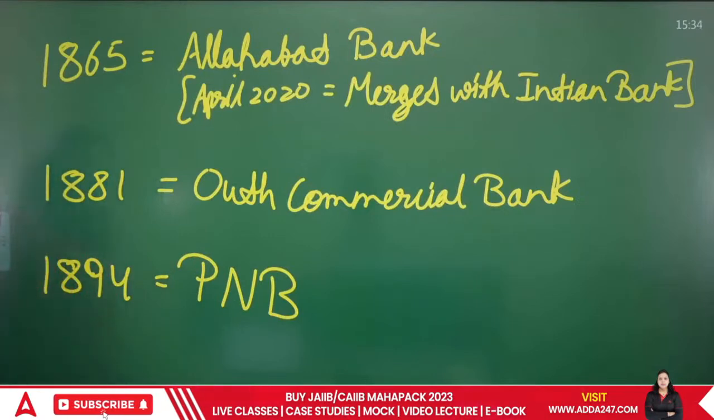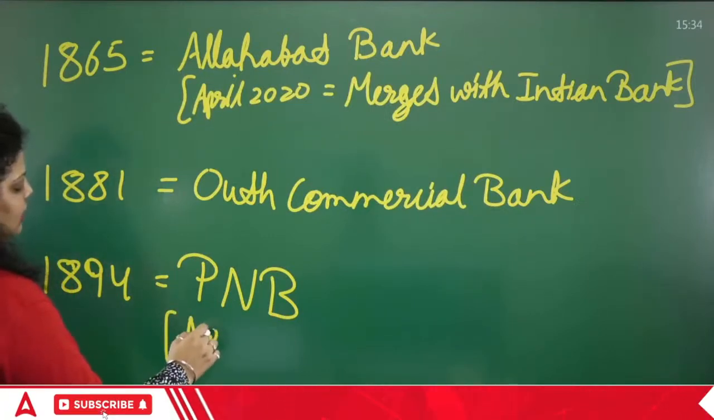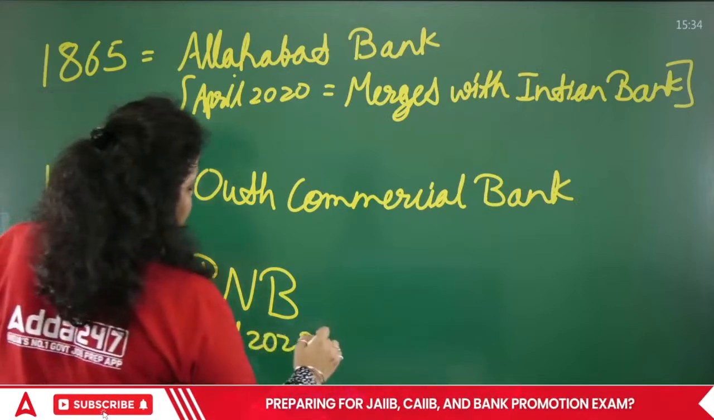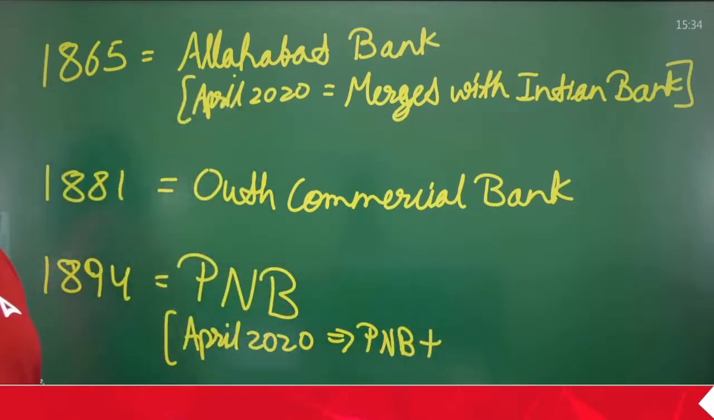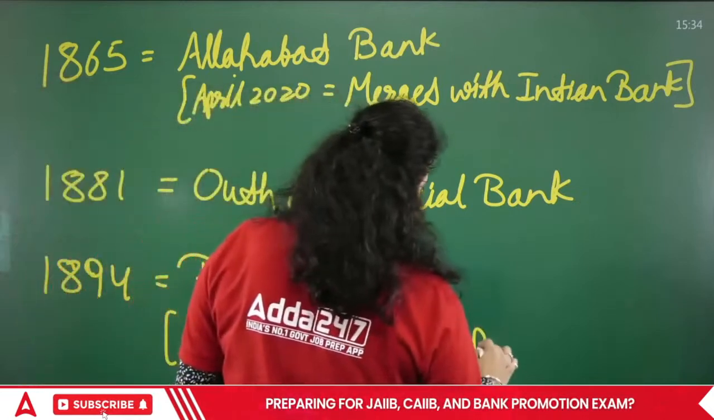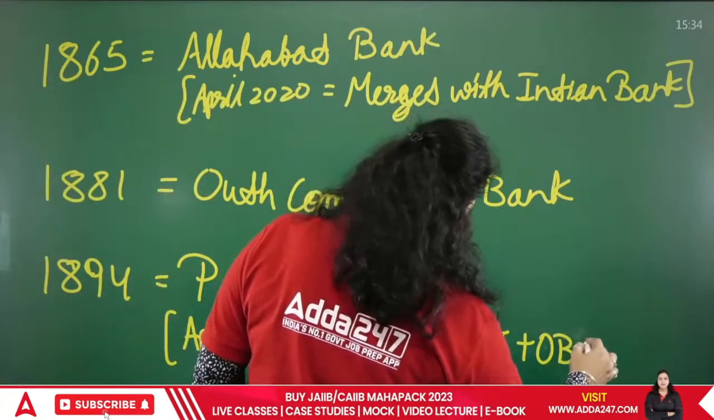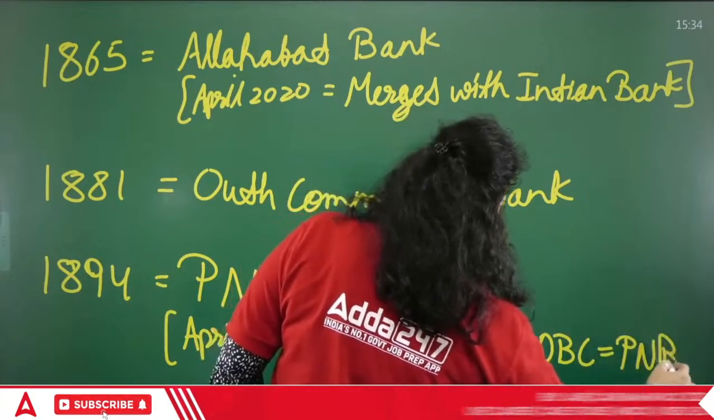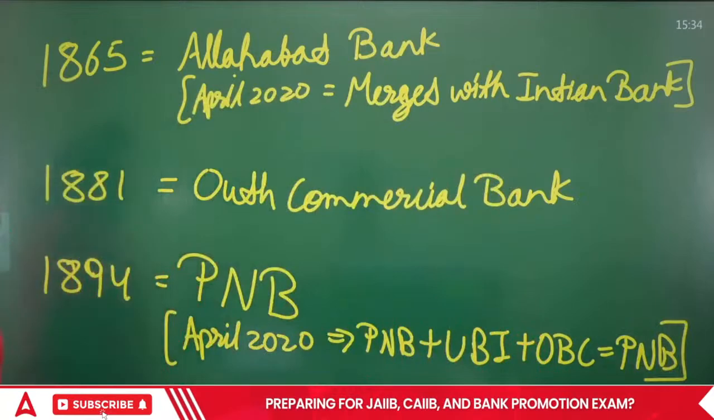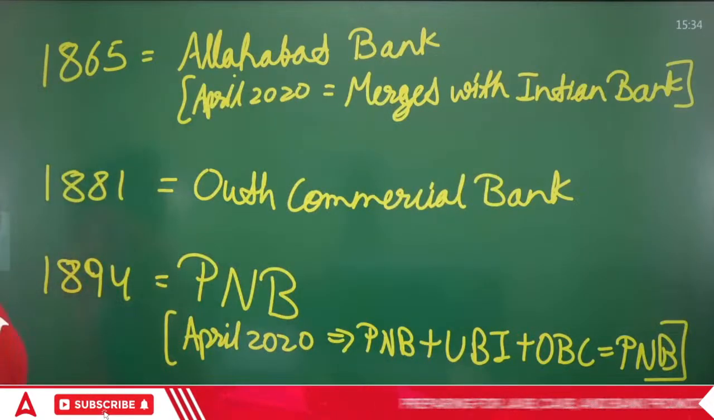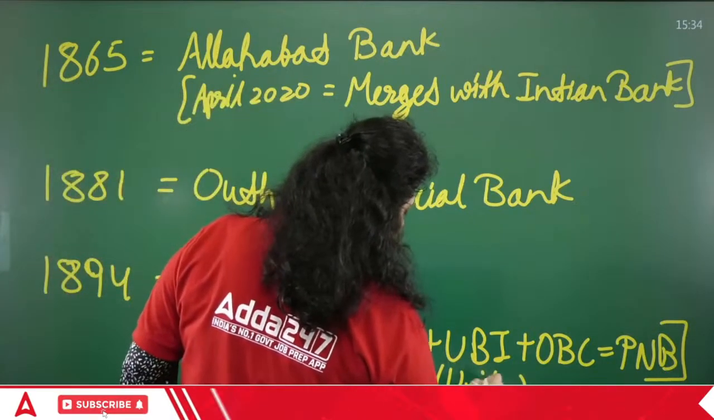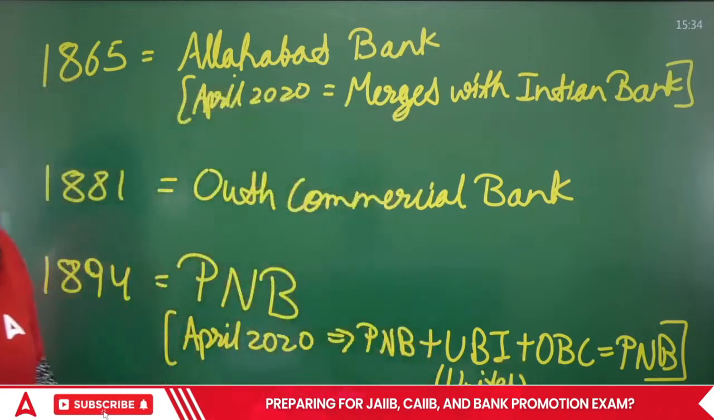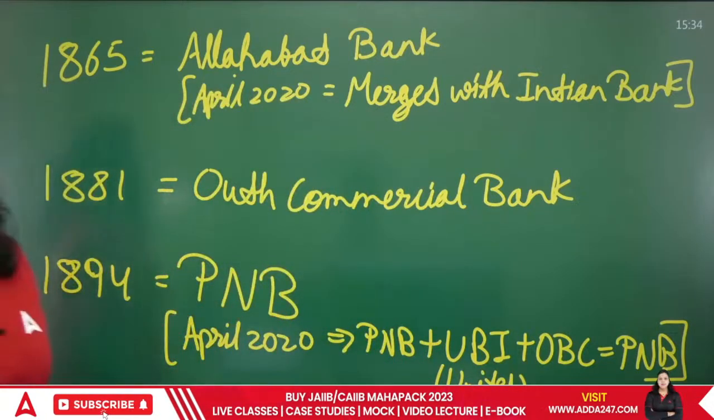Clear? Now in April 2020, one more merger was there. Punjab National Bank merged with two other banks, that is United Bank of India and Oriental Bank of Commerce. These three banks were merged and the name given was Punjab National Bank. So this merger also happened in the year 2020. Okay, this UBI is not Union Bank of India, it is United Bank of India. So United Bank of India and Oriental Bank of Commerce were merged with the Punjab National Bank in April 2020. Now, this is the history.